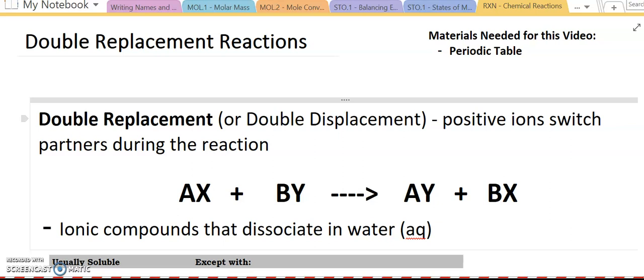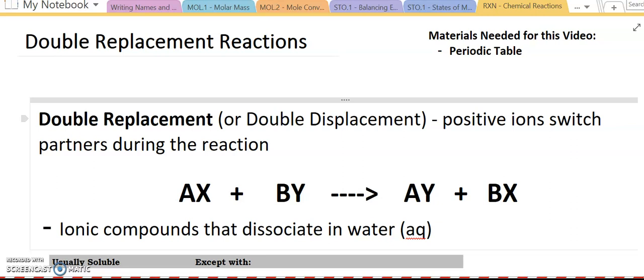Hi, this is Mrs. Blake, and today we're going to talk about double replacement chemical reactions. The materials needed for this video are a periodic table with a list of common polyatomic ions so you can write your chemical formulas correctly.